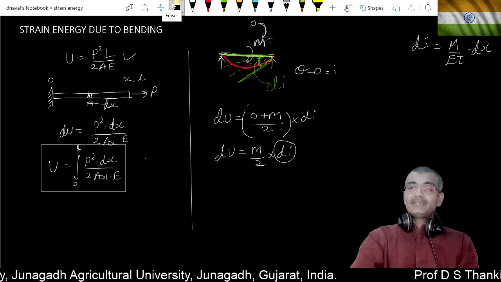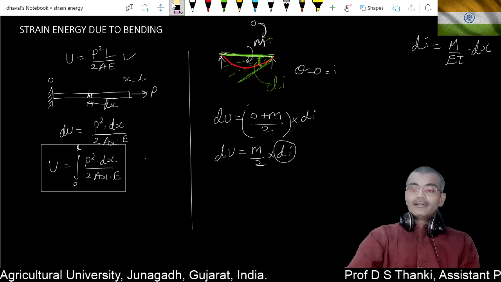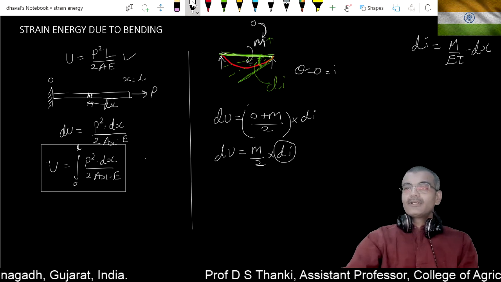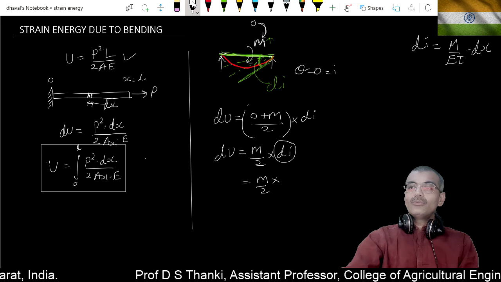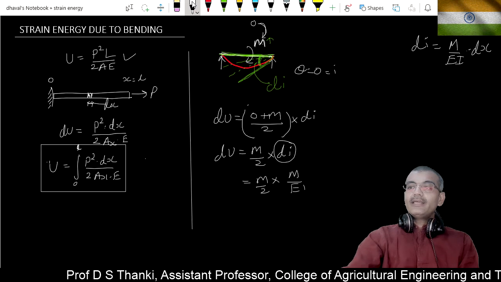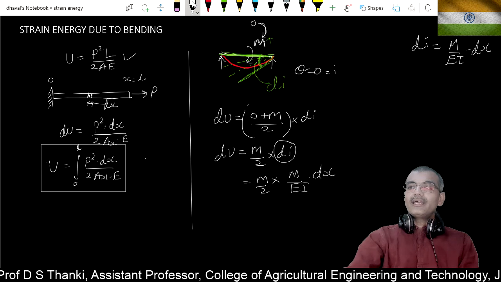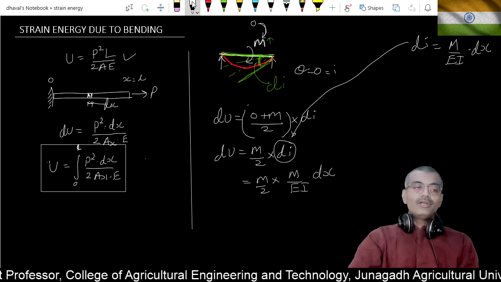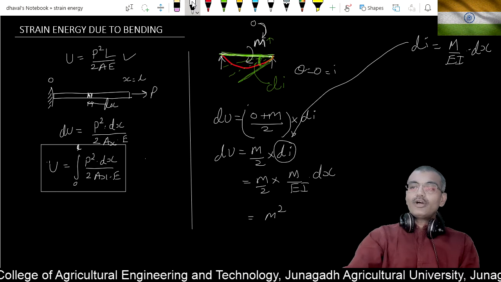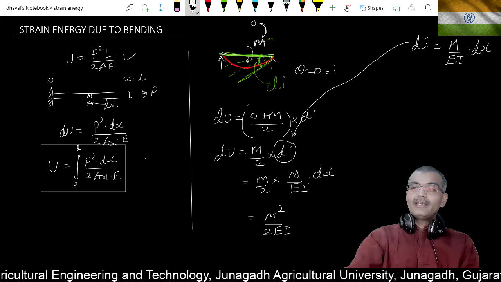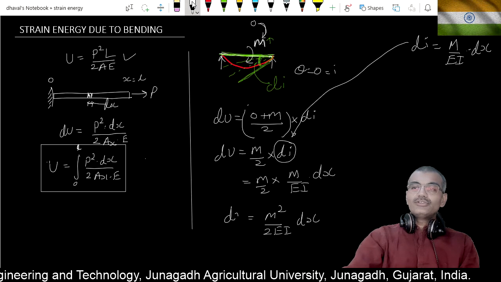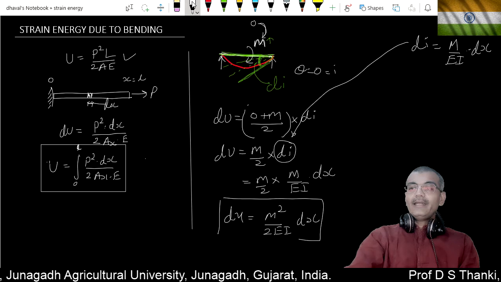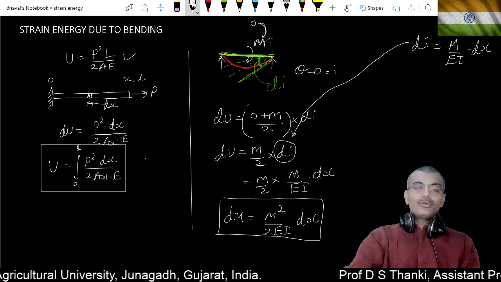So we replace the value, that is equal to M by 2 into M upon EI into dx, right? So here we put the value over here, that is M upon EI into dx. So it is M square upon 2EI into dx, and that is your general equation for the strain energy due to the bending, right?